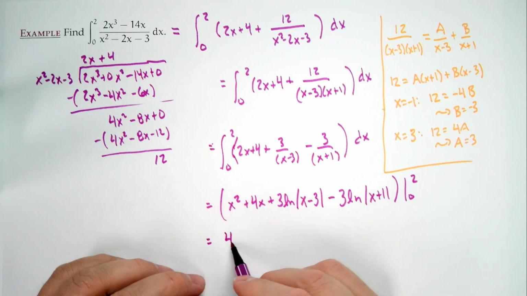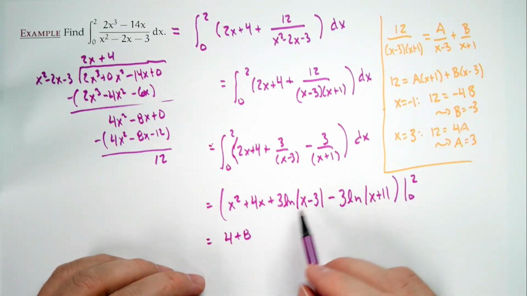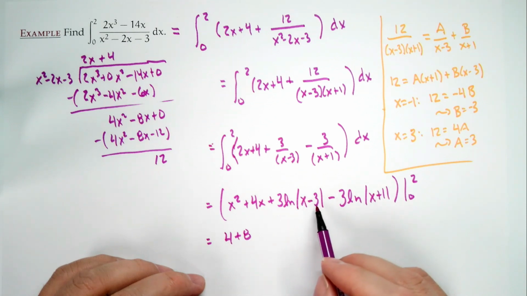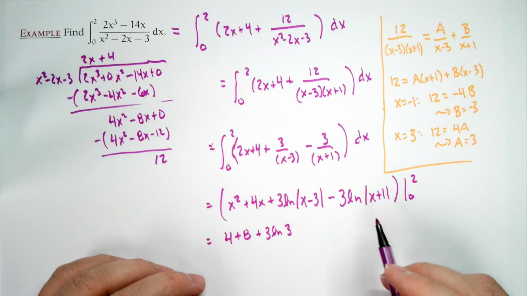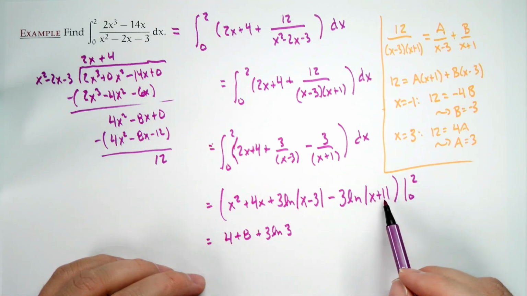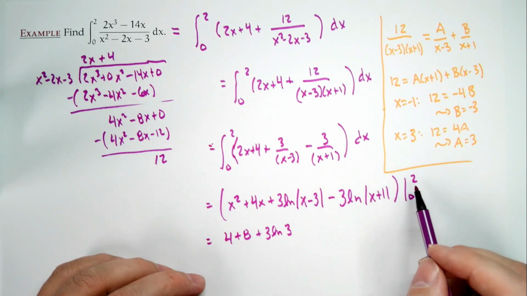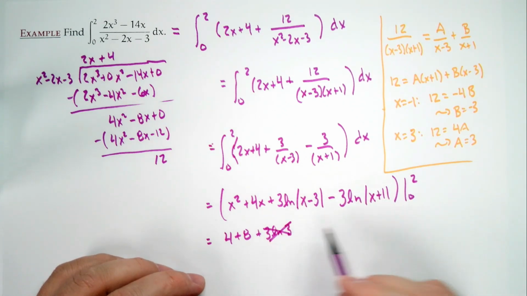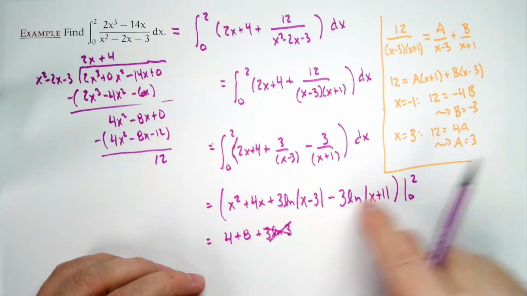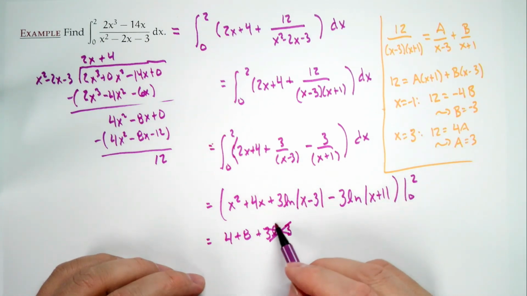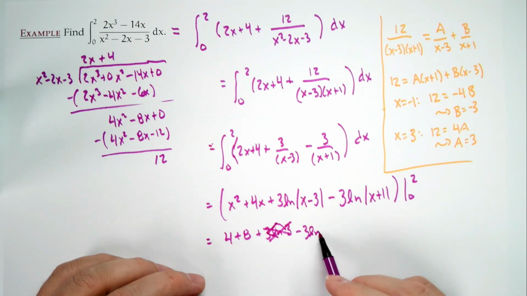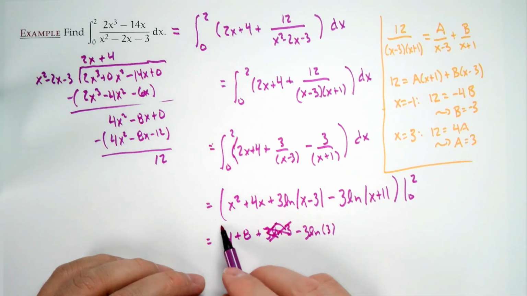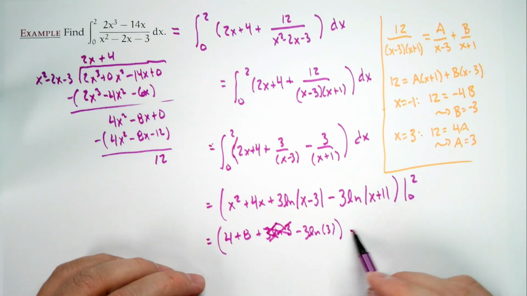Okay, plug in 2. So what do we get? We get 4 plus 8. And here we'll get 3 natural log of 0 minus 3. Wait, hold on. Wait, I'm plugging in 2. I plugged in 0. Plug in 2. 2 minus 3 is negative 1. Absolute value. Log of 1 is 0. Then here, you get minus 3 natural log 3. There we go. That's when you plug in 2.